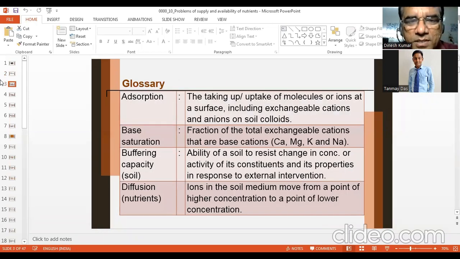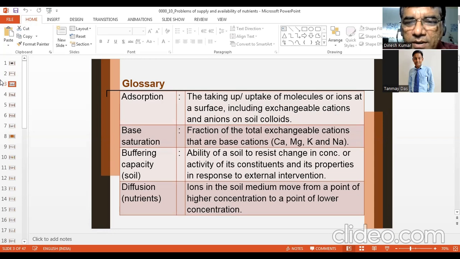Now some terminology, you are already knowing it. Adsorption. Adsorption is the taking up or uptake of molecules or ions. Many times students know that adsorption is just attachment of ions with the clay complex or organic colloids. It is not like this. Adsorption has a wider meaning: the taking up, uptake of molecules. So it also includes molecules and ions or ions at a surface, including exchangeable cations and anions on soil colloids.